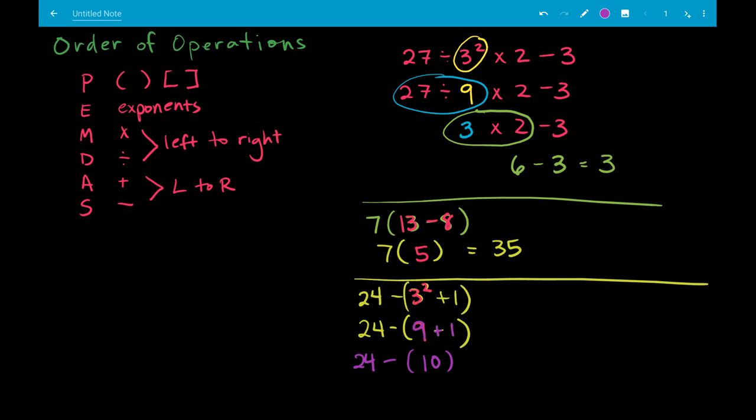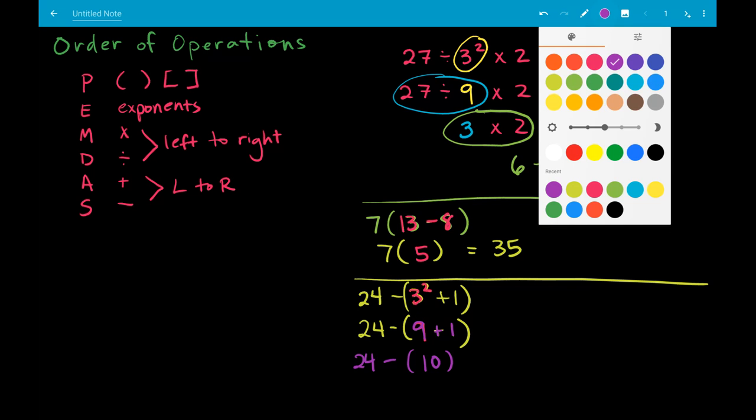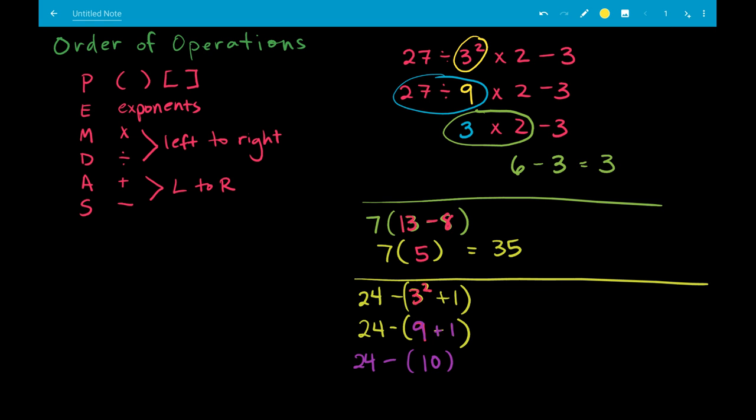So now I have 24 minus 10. I should have written that in another color. You can see what I'm doing. Okay, so I have 24 minus 10.